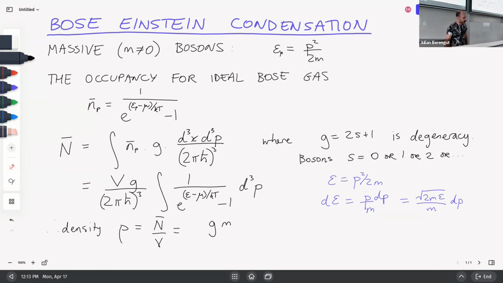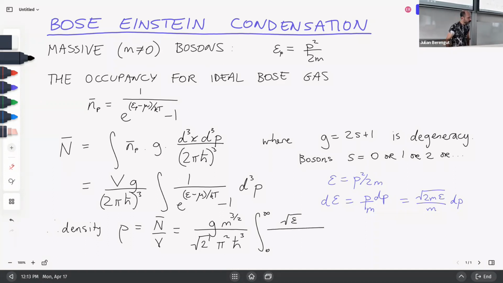G m to the power of... If I skip one line, you guys will be fine. You can check it yourselves. Square root 2 pi squared h bar cubed, integral from 0 to infinity of square root epsilon over e to the power of epsilon minus mu over kT, minus 1, d epsilon. All right, so here's our density.